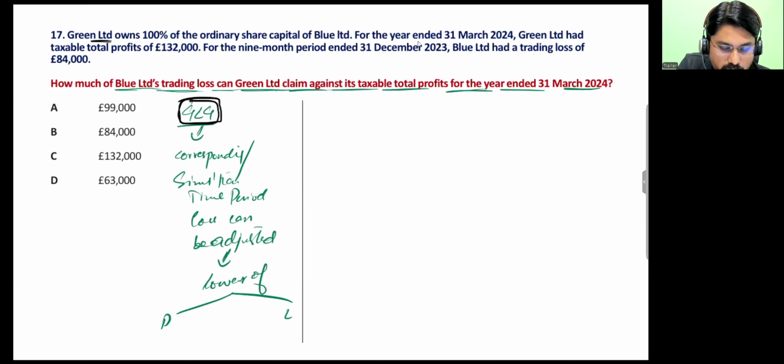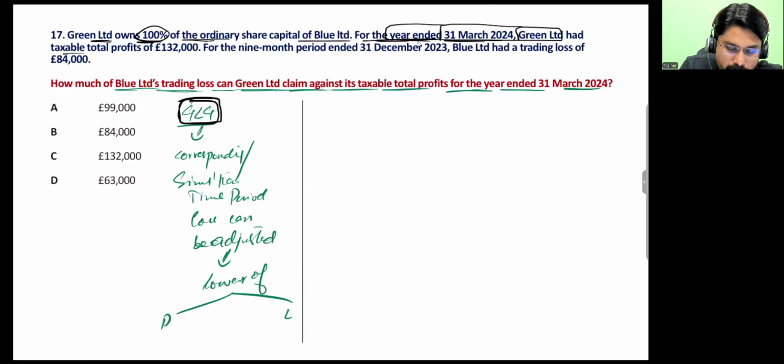So Green Limited owns 100%, so the precondition is met. Direct or indirect shareholding must be more than 75%, so this condition is met. Green Limited owns 100% of the ordinary share capital of Blue Limited. And for the year ended 31st March 24, Green Limited's year end date is 31st March 24, and this time period ends after completing 12 months.